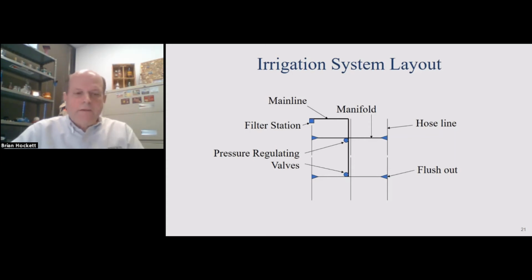Typically, a manifold will have a pressure regulating valve, as you can see in the diagram, either manual or automatic, where the water enters from a main line or submain and is fed to the individual hose lines. This may be in the center or more towards one end or the other, depending on the topography. Then at each end, there should be a flush out to keep the lines clean. So we check pressure at the regulating valve and the flush outs in order to determine if there's any pressure loss.